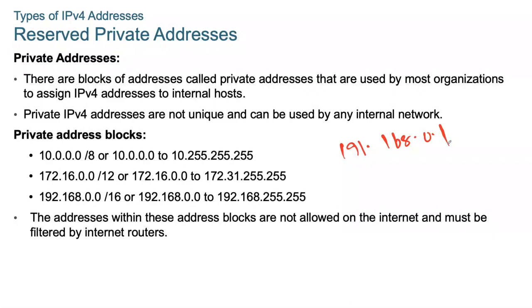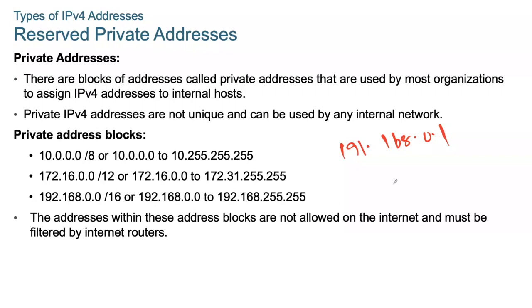If a device has the IP address 191.168.0.1, private or public? Which one? Whether this address is a public IP address or private IP address? Yes, because this is out of the range of these series, it's a public IP address, not private.